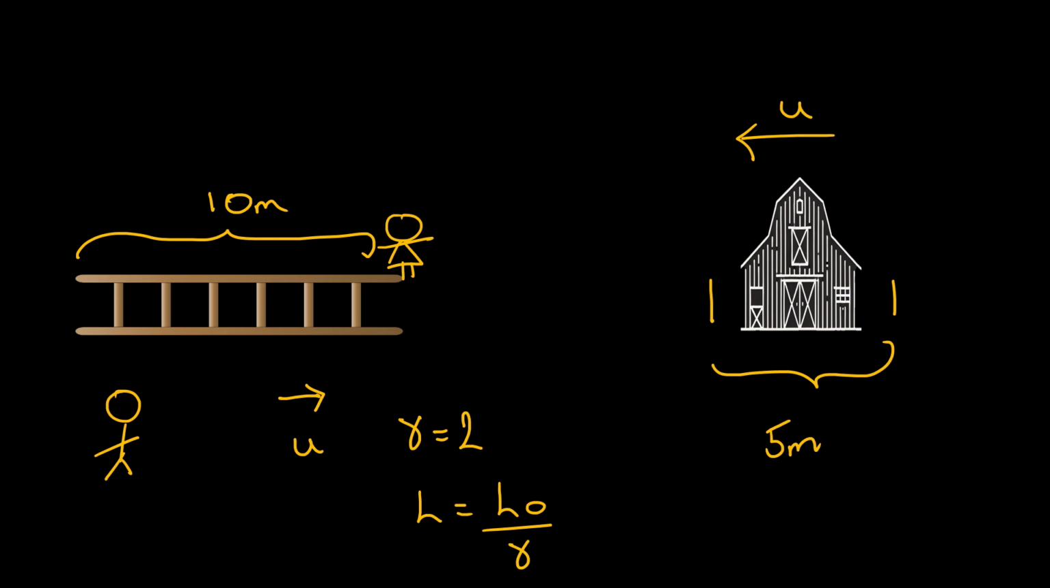But if the farmer is going to close both of the doors when he thinks the ladder is inside the barn, that's something physical. If the ladder does not fit inside the barn at that moment, he's going to chop off the ends of his ladder. He doesn't see that happen, but how can we explain that the farmer's wife doesn't see that happen? So this brings us back to the idea of the relativity of simultaneity.